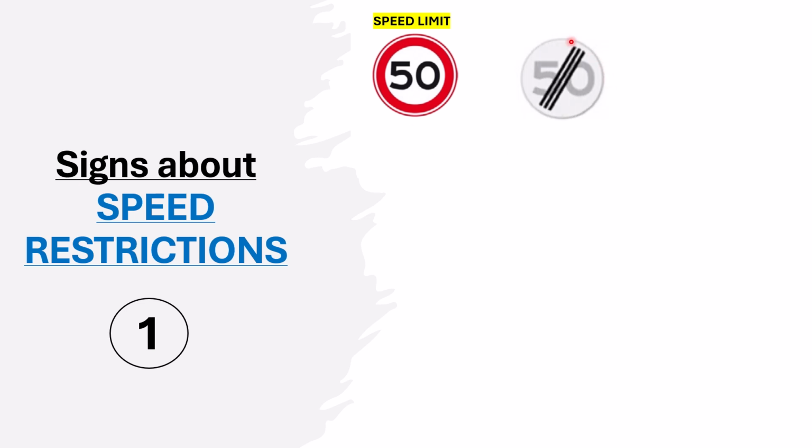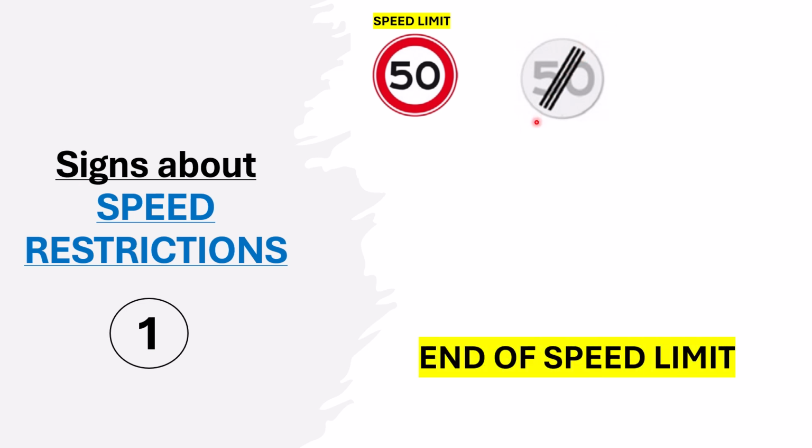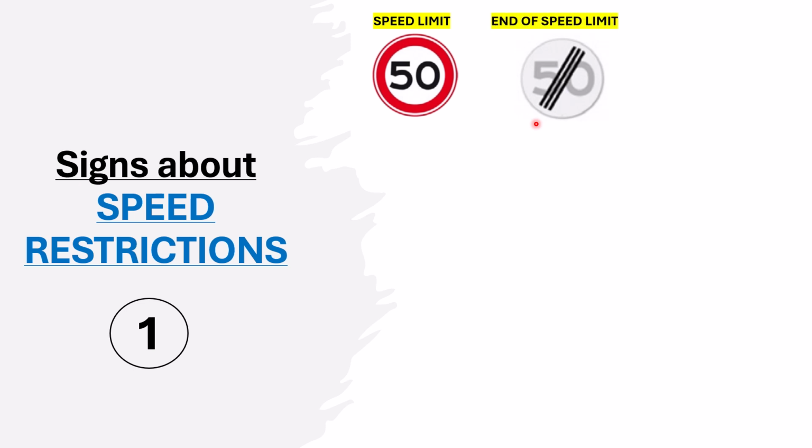And if you see this speed limit signboard with three black lines coming across like that, it means that this is the end of the speed limit. So after this sign, you don't need to follow that speed limit unless there is another signboard with some other instructions. So this is the end of speed limit sign.